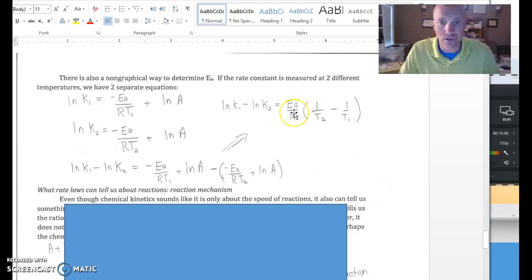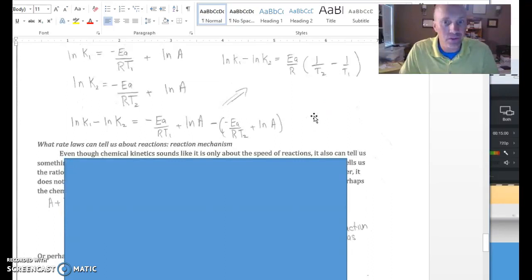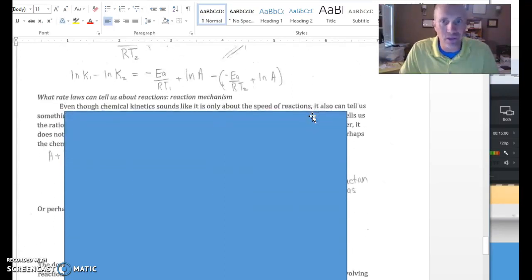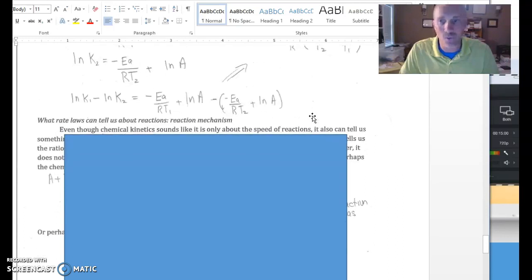You would know what R is, and this would be the only thing in this equation that you would not know. All right, and so again, the reason that this works is that by subtracting these two equations from each other, you end up getting rid of one of the things that you don't know, and so that leaves only one unknown in the equation, and we can solve for something if we only have one unknown. All right, so that's it for this video, and we're going to move on to talking about what we can do with these rate laws.